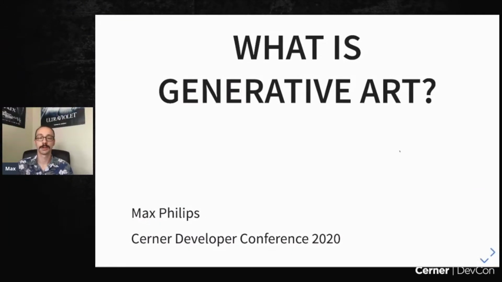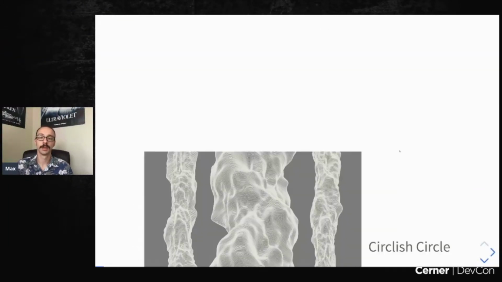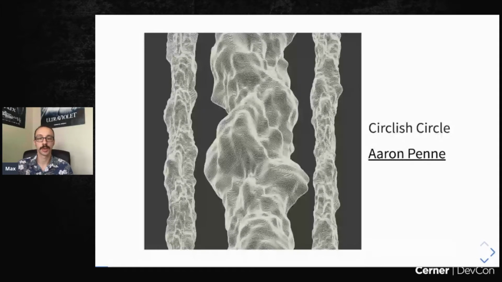So let's get started. This is Generative Art. Circlish Circle by Aaron Penn. You can see that it's composed of some circles arranged horizontally or vertically in stacks.